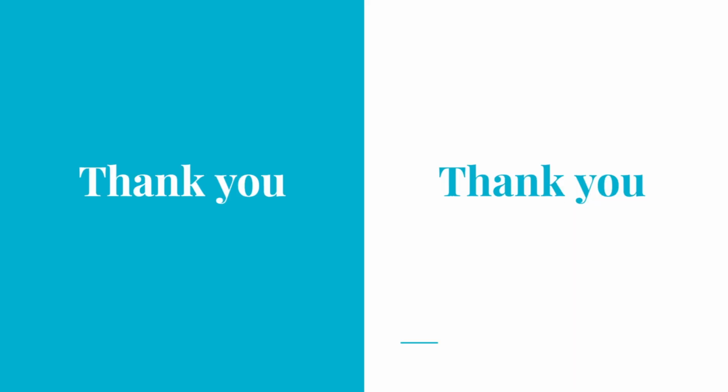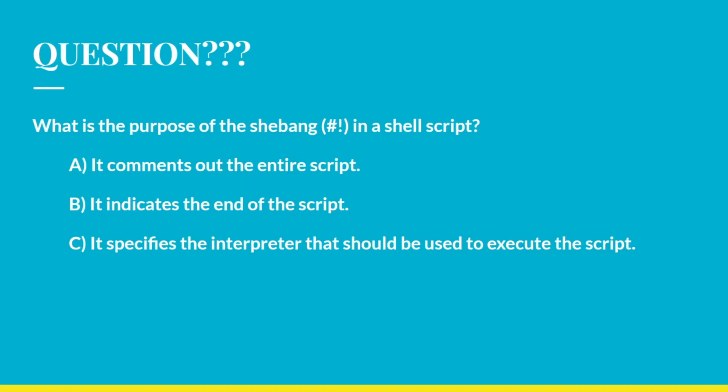But wait, I have a question. So the question is, what is the purpose of shebang in a shell script? A. It comments out the entire script. B. It indicates the end of the script. C. It specifies the interpreter that should be used to execute the script.